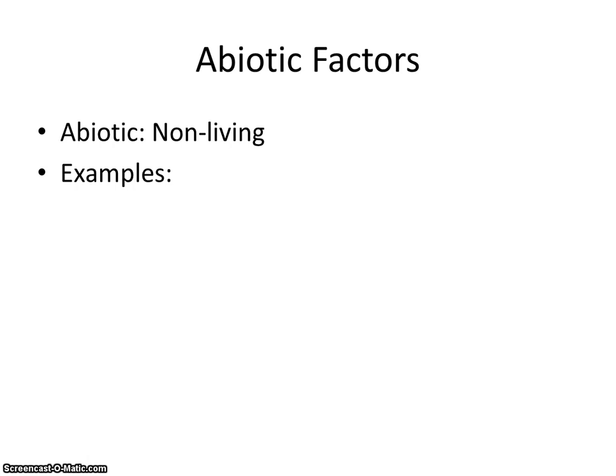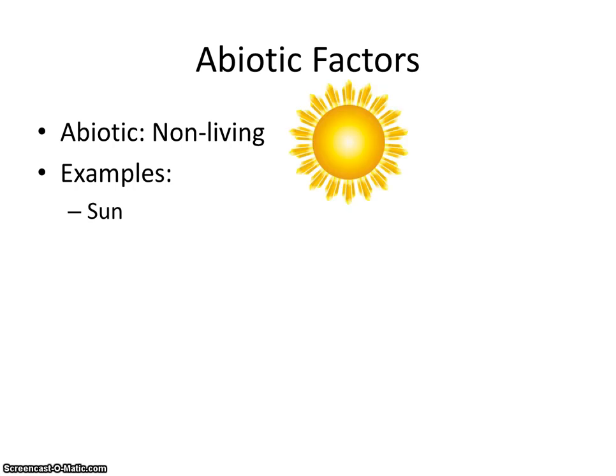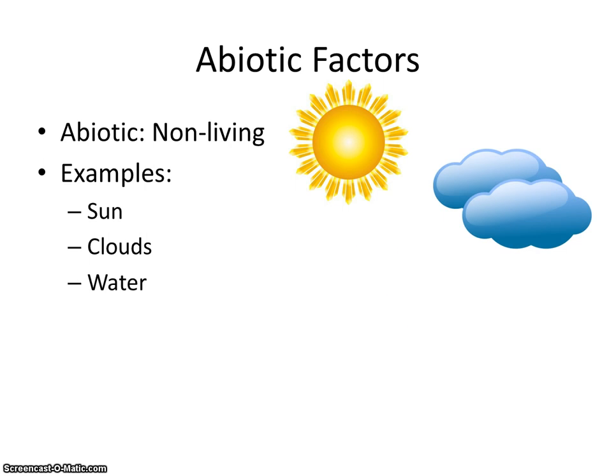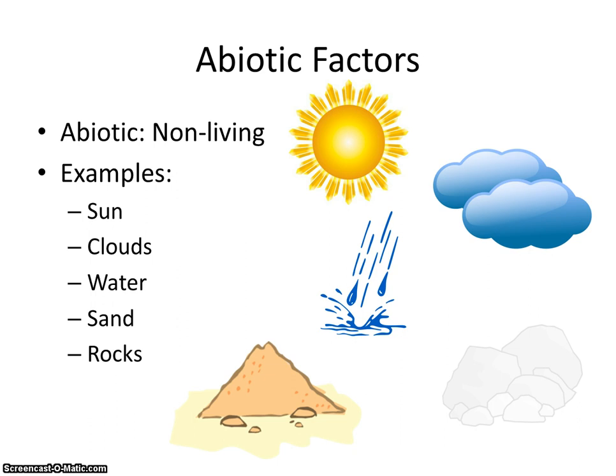Examples of things that are present in an environment but are non-living or abiotic are the sun, clouds, water, sand, rocks, and air. Just because something's abiotic doesn't mean it's not important, however. Just because it's non-living doesn't mean it's not important. It still has a function. It still has some sort of role to fulfill in that environment.